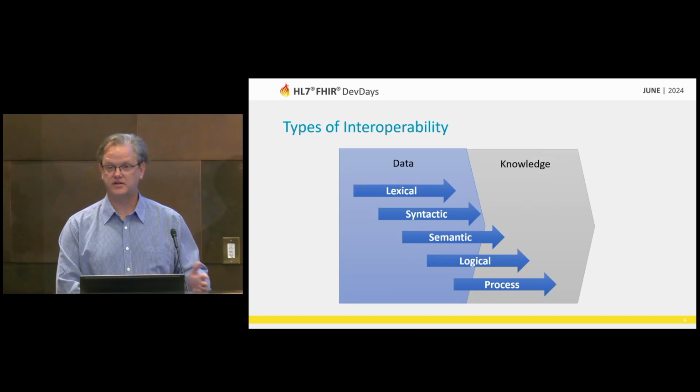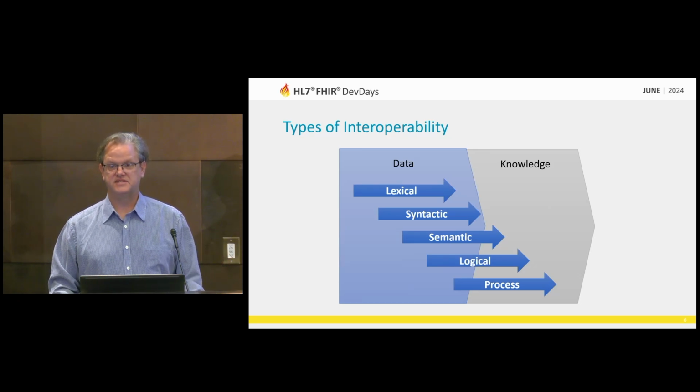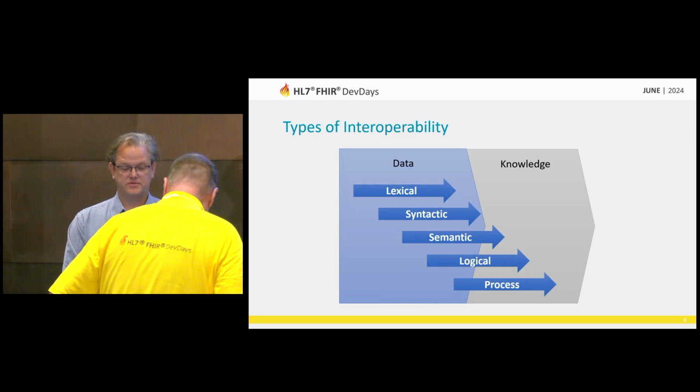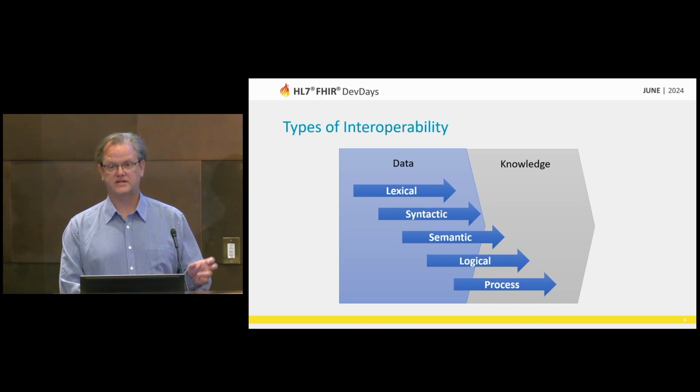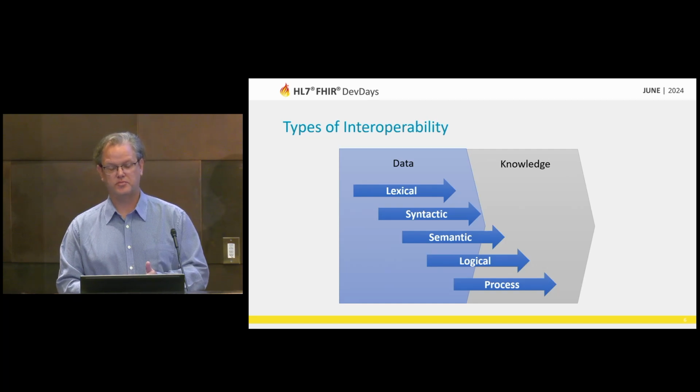Recognize this is not discrete, this is a continuum. The lexical level means we're sharing the same symbols on both sides of an exchange. Syntactic means we're sharing the same structure of those symbols, like the structure of a patient record or an encounter record. Then we get to semantic interoperability, where we're actually sharing the same meaning. So the same element on both sides of that exchange means the same thing. And that's where you start to get into terminologies and sharing the actual meaning, and that's when you start to push into that knowledge interoperability.